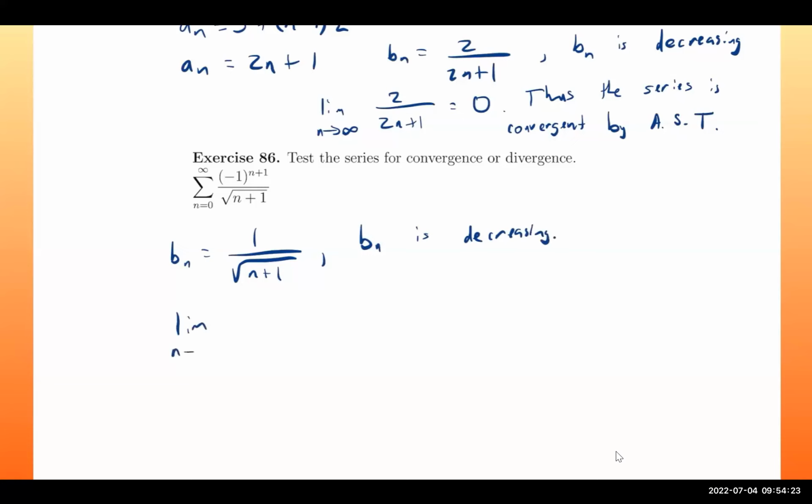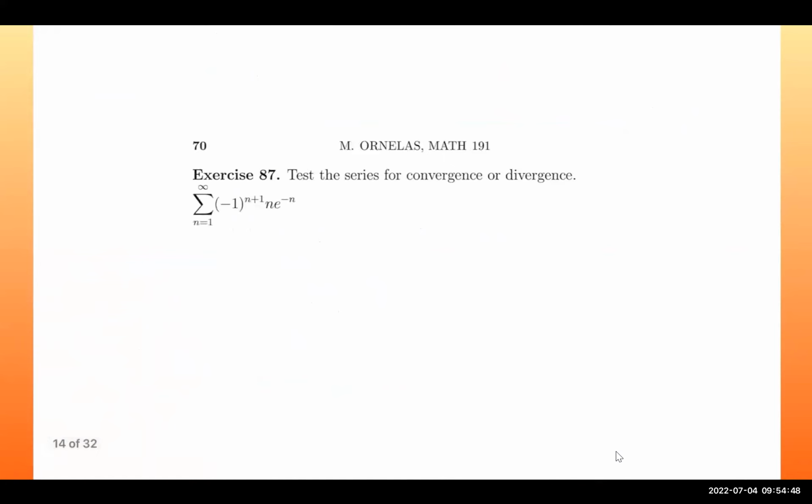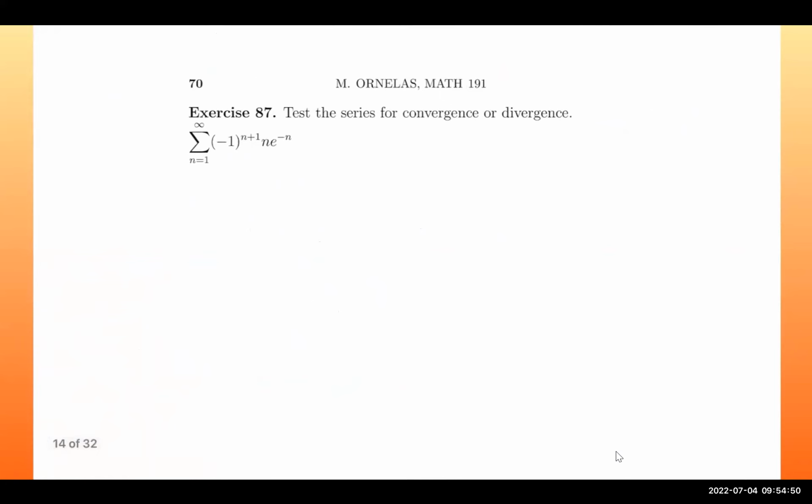So now we go to the limit as n approaches infinity of 1 over radical n plus 1. Well, that's clearly 0 as well. Thus, the series is convergent by the alternating series test again. All right, let's move on to the next example.